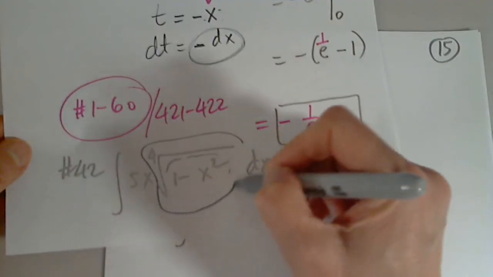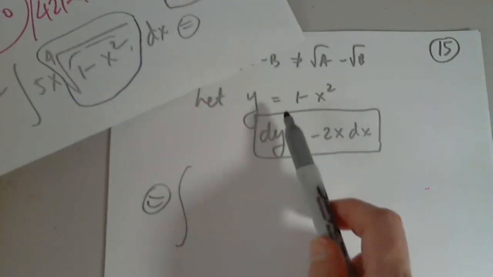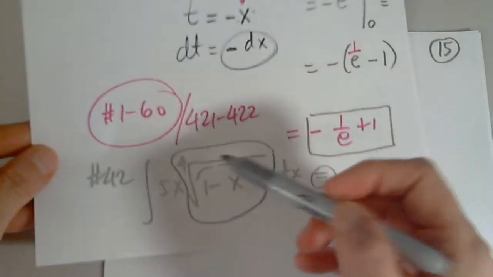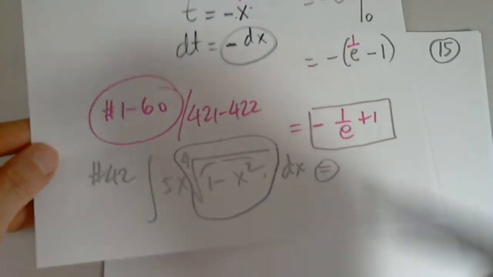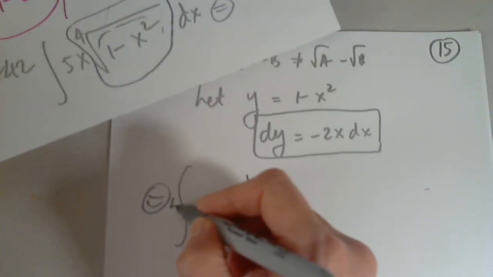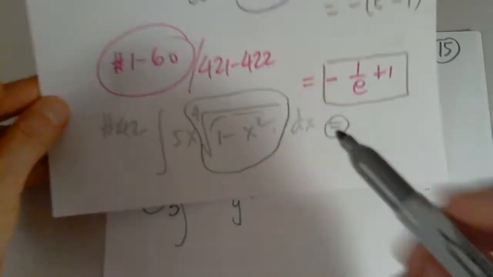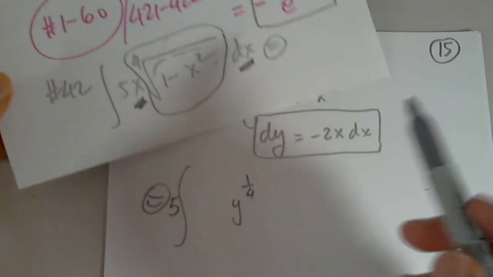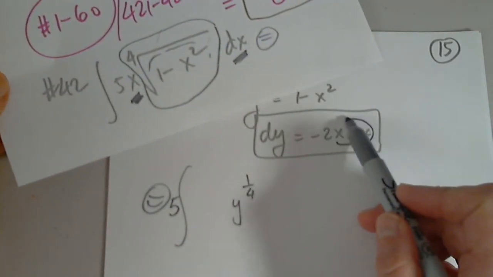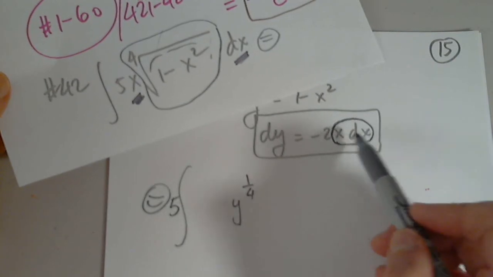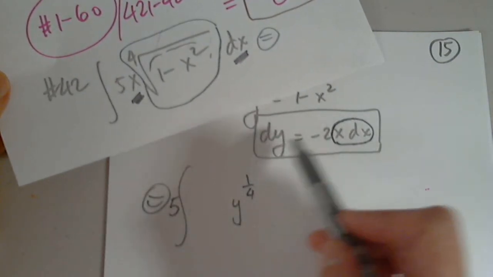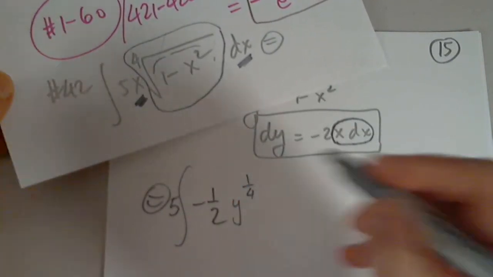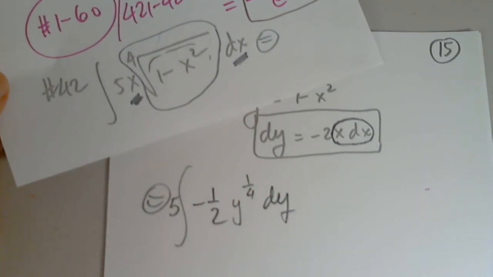The integral from... This is the easy part, because it's y to 1/4. So this is done. The 5 will go in front. And now let's see what is left. x is left and dx is left. But it's okay. I have x and dx. That will be dy over -2. So -1/2 dy.